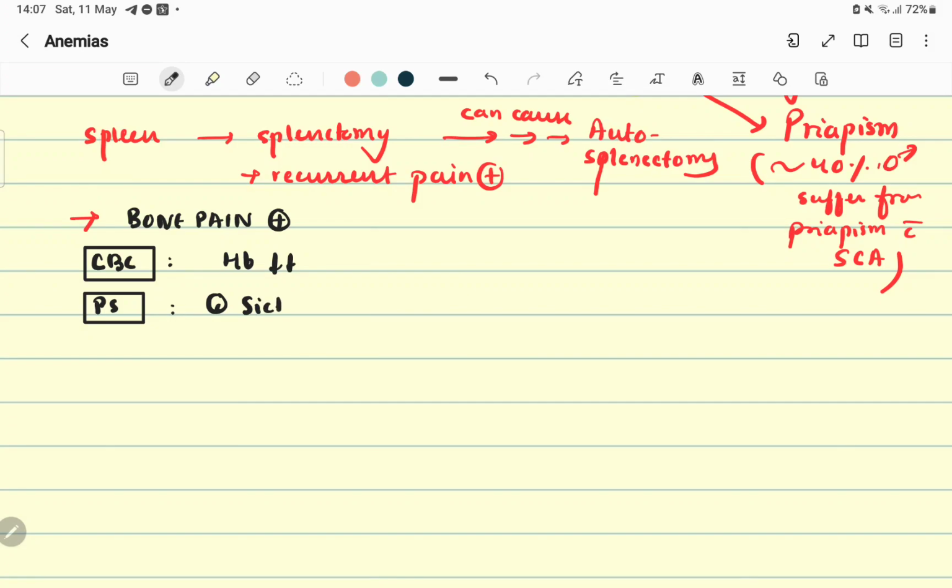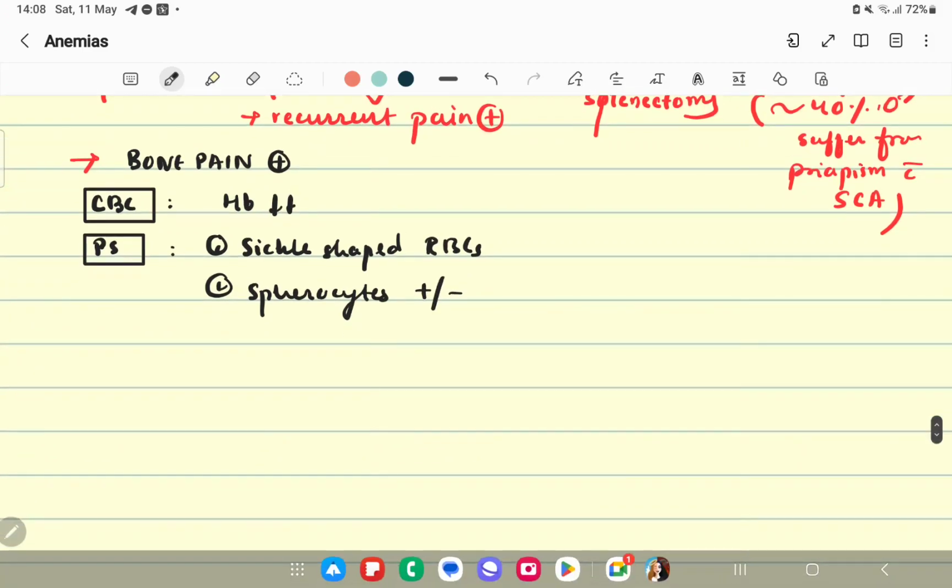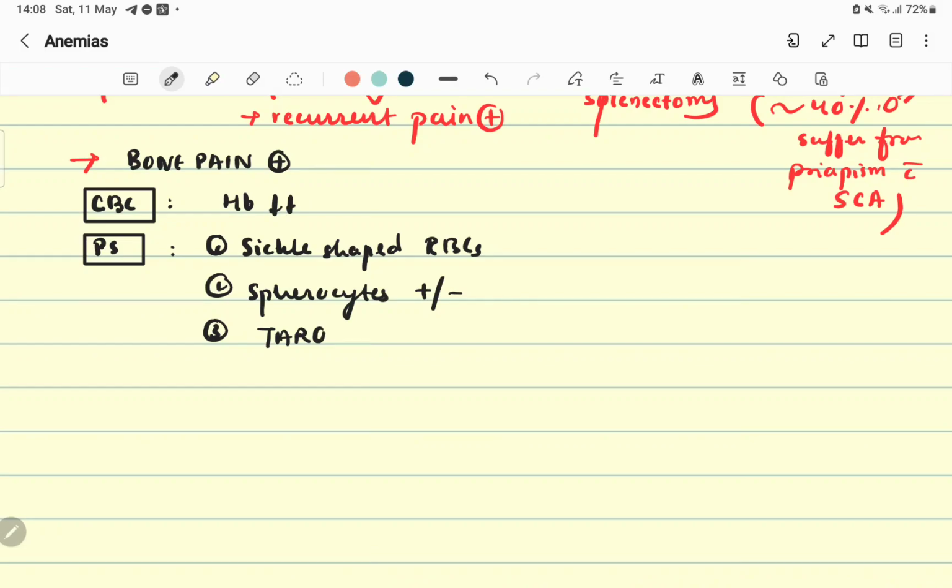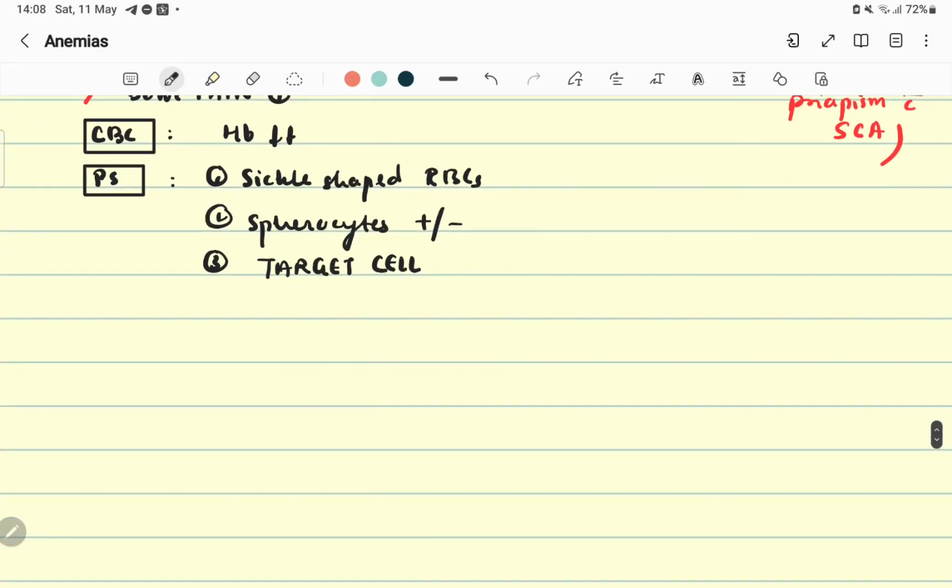First one, sickle shaped RBCs, not sickle cell, sickle shaped RBCs. We also know that spherocytes can be found, positive or negative. And the third one is the target cell. What is a target cell? It is not specific to this condition.